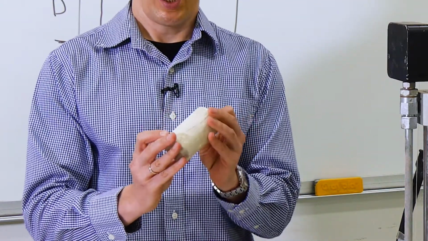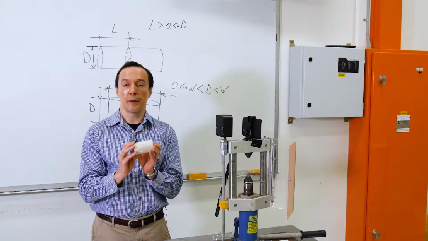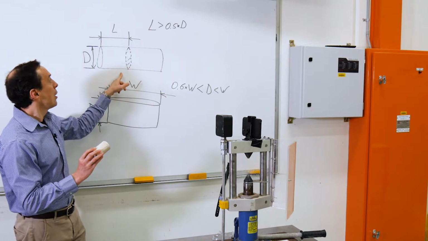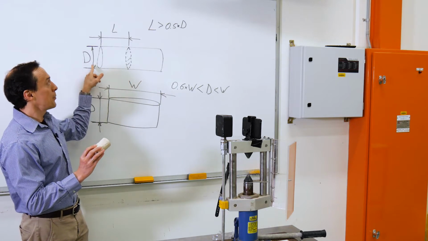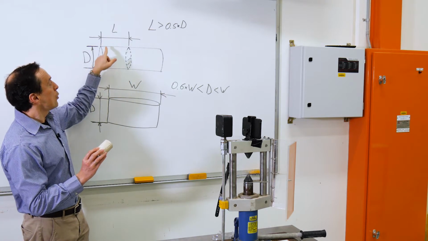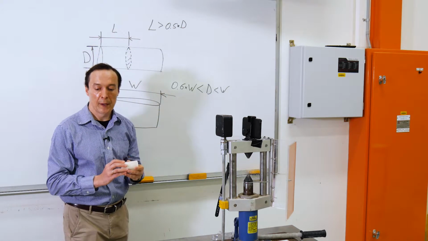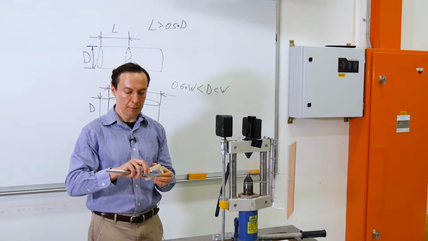It's pretty long. We need to make sure that it fits the standard, and if you look at the standard here for this particular sample, we need to make sure that the diameter, and we also need to measure the L, and L should be more than half the diameter. So this is what we're going to do right now.